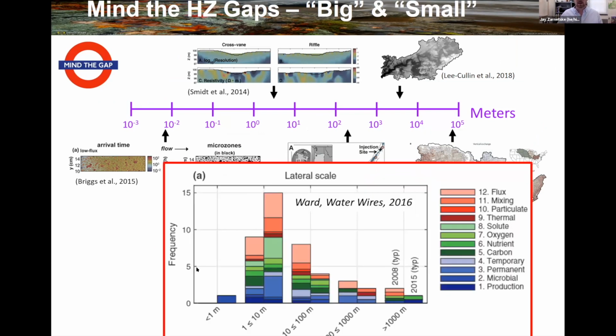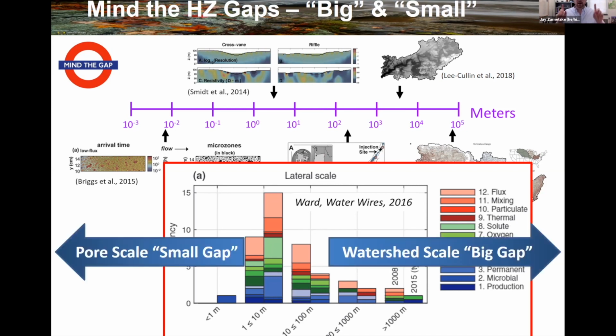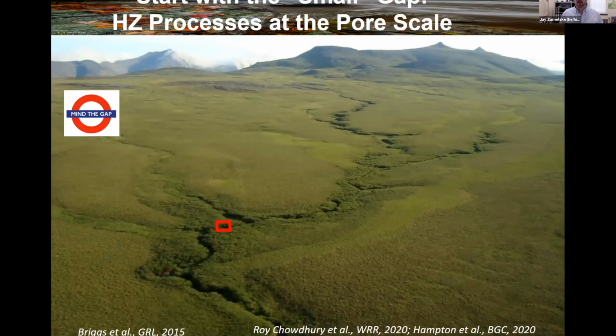When we look at the research that's been done on the hyporheic zone, we distribute it by the spatial scale. It's almost all done between 1 meter and 100 meters of river length, and almost nothing at the pore scale or at the large basin scale. So those are the gaps I want to highlight in today's talk, the pore scale and the large scale basins. So I'll start with the small scale because this is some of the latest work and is better developed than the large scale work now.